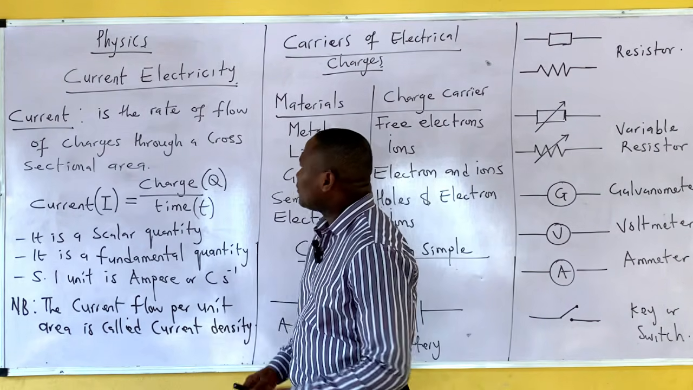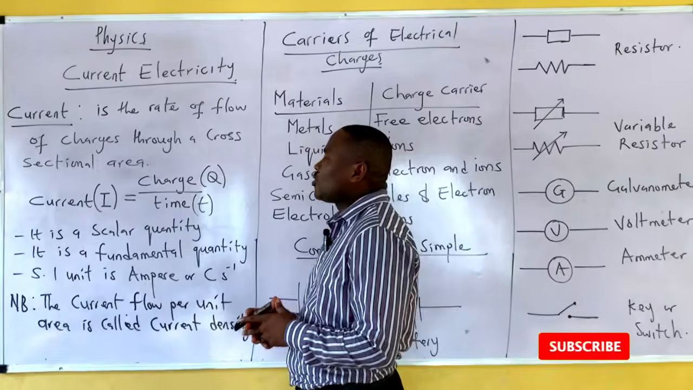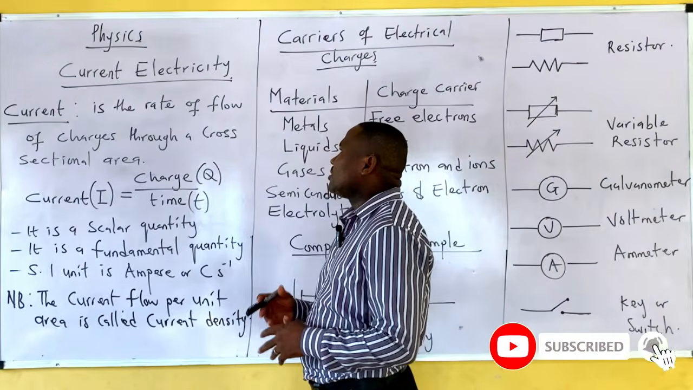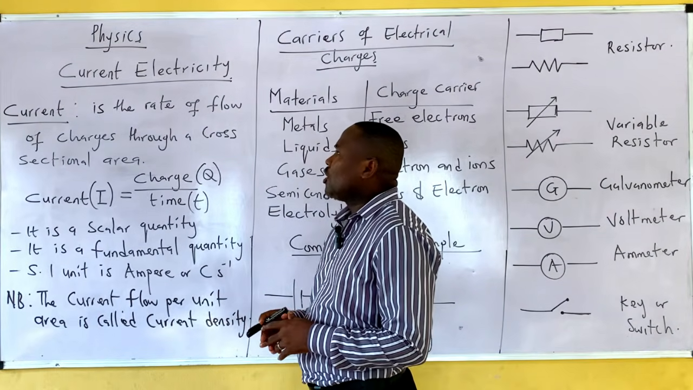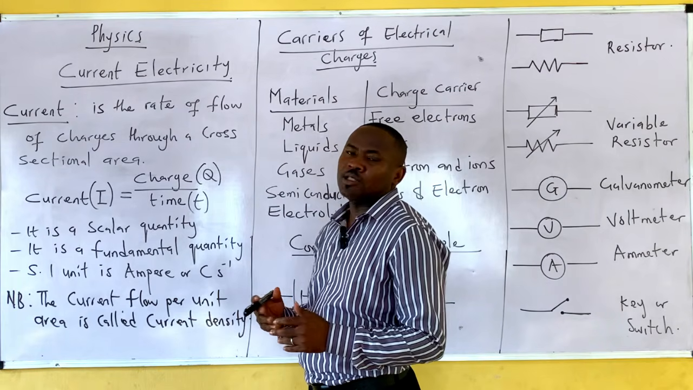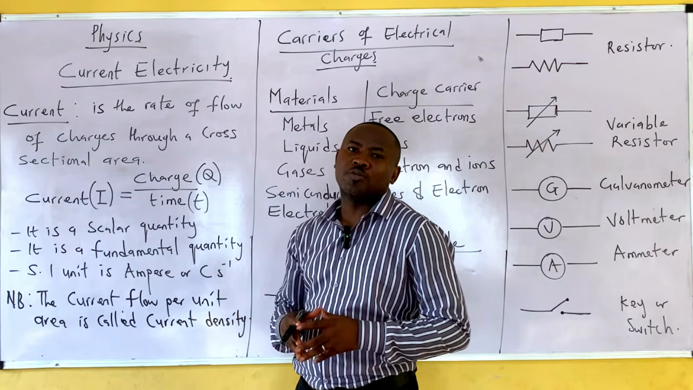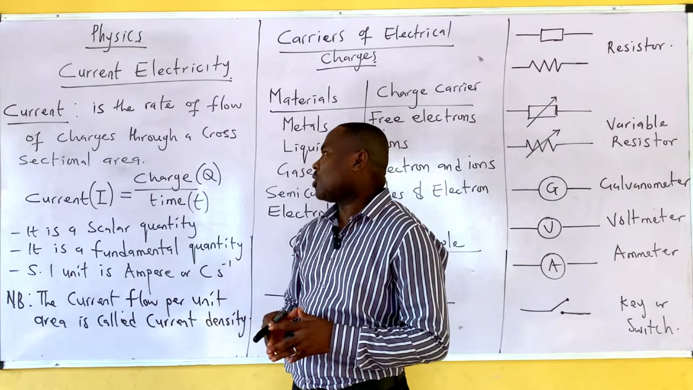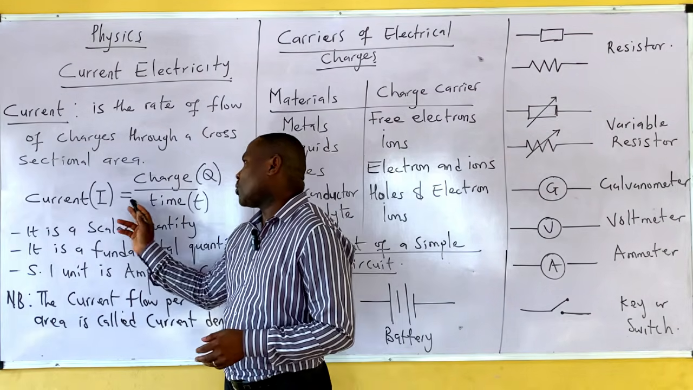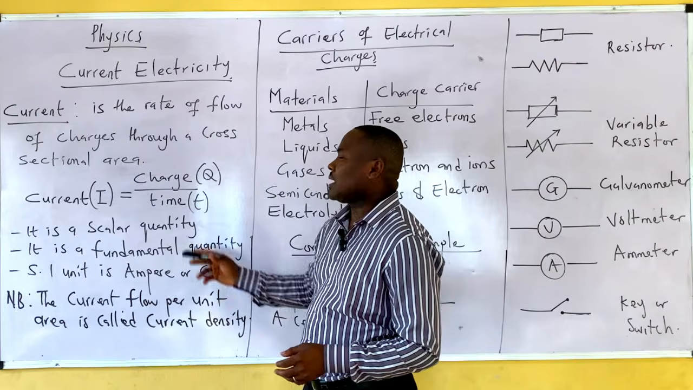Current is the rate of flow of charges through a cross-sectional area. So it means the flow of charges is what brings about electric current. So we said current is equal to charge over time.